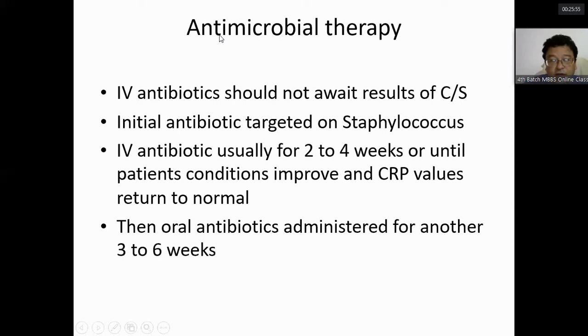So antibiotic therapy: the antibiotics should not await results of culture and sensitivity. Initial antibiotic is targeted at Staphylococcus, and IV antibiotics are usually given for 2 to 4 weeks. Then once the CRP and ESR values improve, you can give oral antibiotics. That also you give for 3 to 6 weeks. So once you are treating a patient with osteomyelitis, you will have to have antibiotics for 1.5 to almost 2.5 to 3 months. So it's quite a long time you have to take the antibiotics.